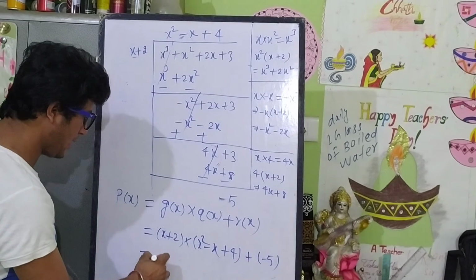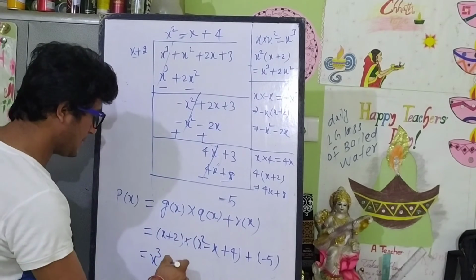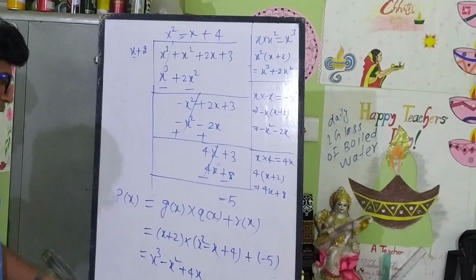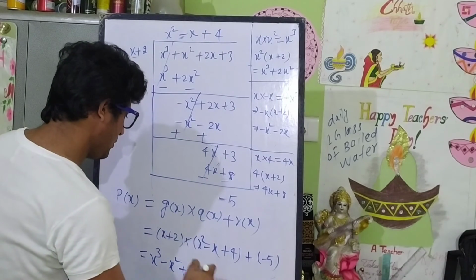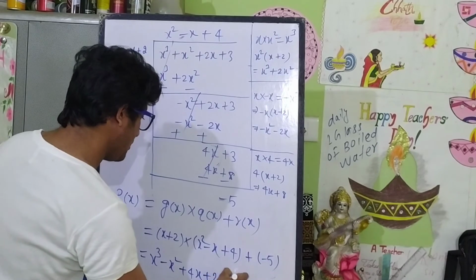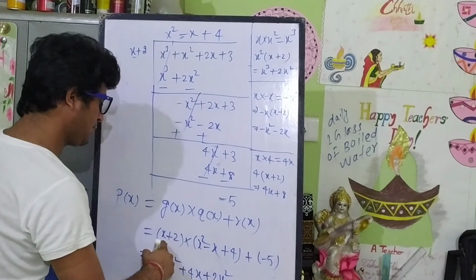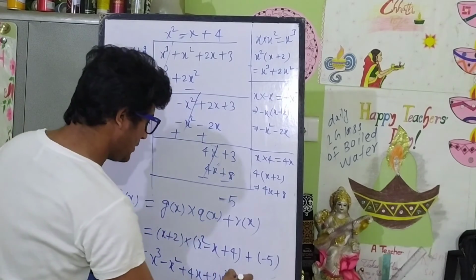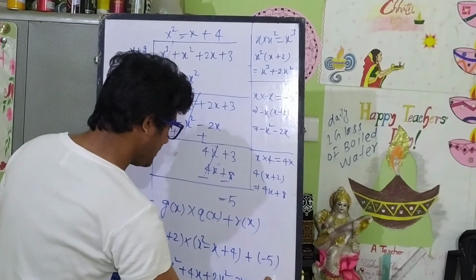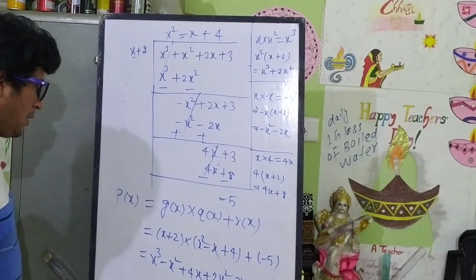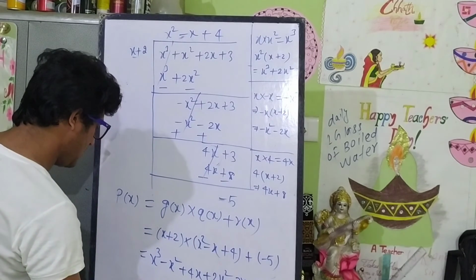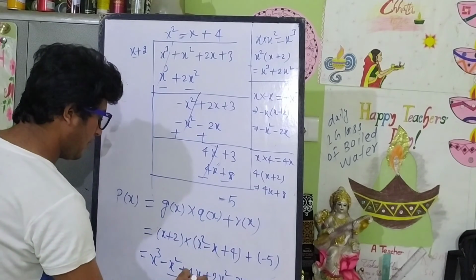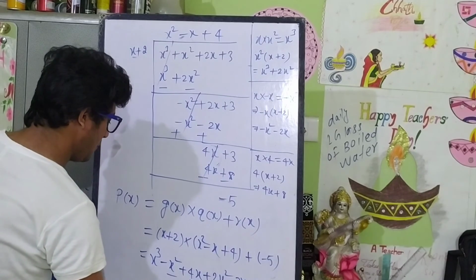x into x squared is x to the power 3, minus x squared, plus 4x. Next, plus 2x squared: x squared into x squared... sorry, 2 into x squared gives 2x squared, then minus 2x minus 8, and this is minus 12. So here x cube, and the like terms: minus x squared plus 2x squared, and 4x minus 2x gives plus 2x.